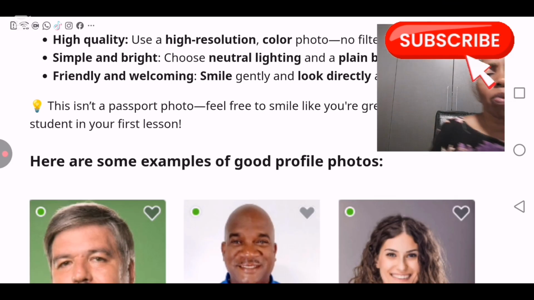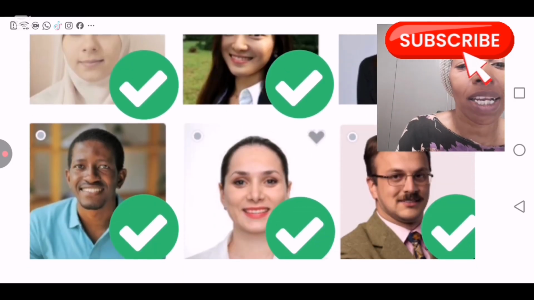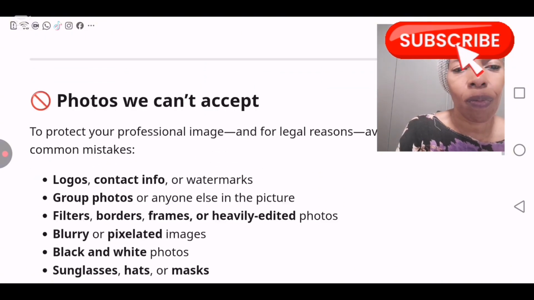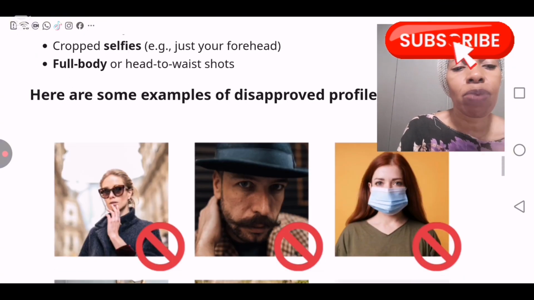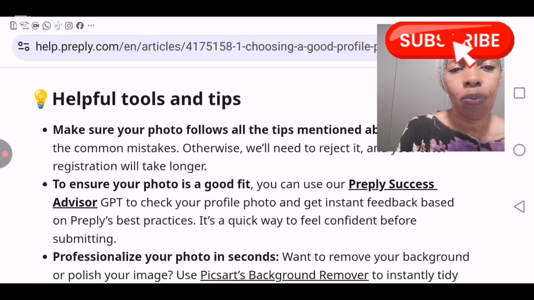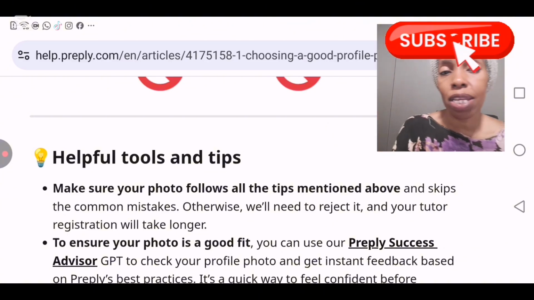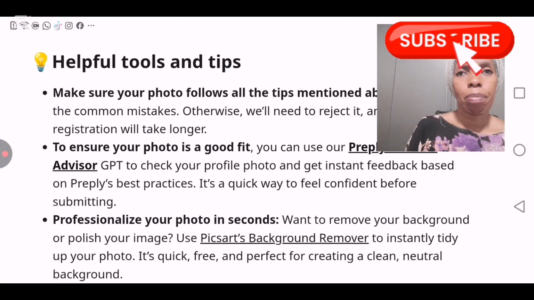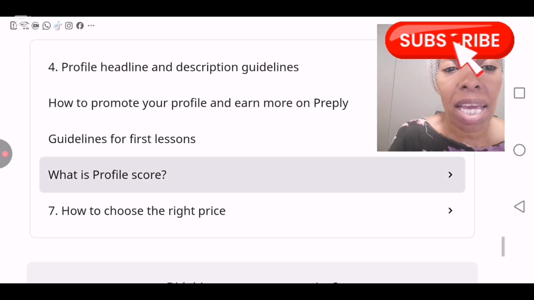For example, you are given an example of a profile photo the way it should be, people smiling, looking friendly and approachable. All right. And then they've told you the photos which they will not accept, and they've given an example. And they've given you helpful tips on how you can get professional profile photos on this app. And then we're proceeding to the guidelines for the first lesson.